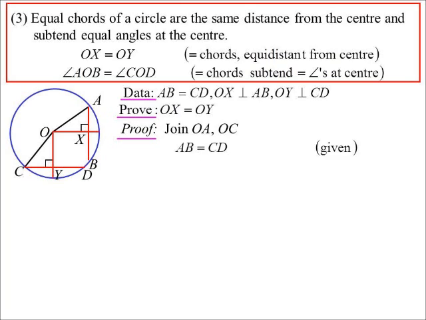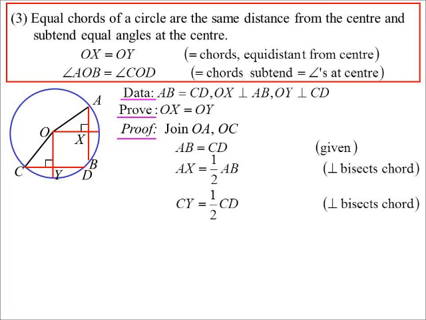Well, AB equals CD. They gave me that. They're equal chords. Well, AX must be half of AB. I should have written perpendicular from centre bisects the chord. And same reason for CY is half CD, but if AB is equal to CD, therefore it's fair enough to say AX is equal to CY. They're both half of the equal chords.